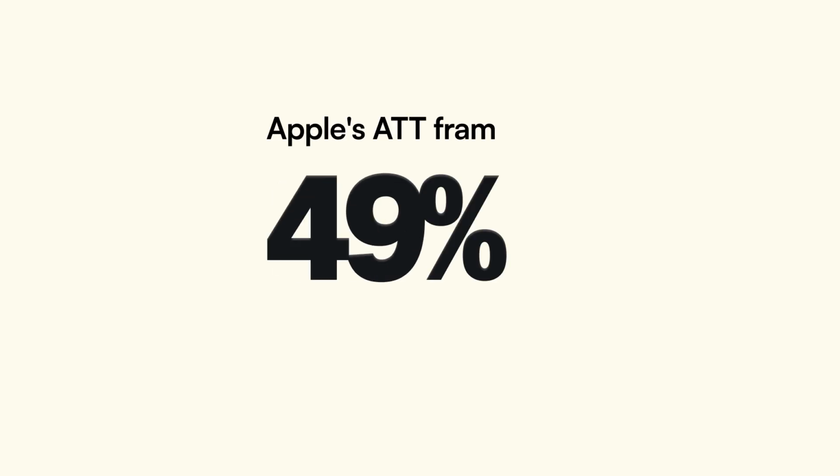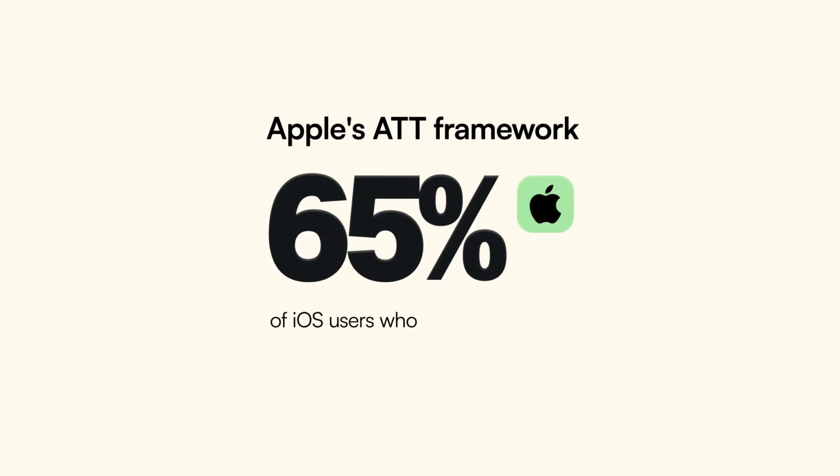So Apple's ATT framework. About 65% of iOS users who see the app tracking transparency prompt deny tracking. If iOS makes up 40 to 60% of your traffic, which is common for DTC brands, your reported conversions could be undercounting by 25 to 40%. That gap has been widening every quarter.